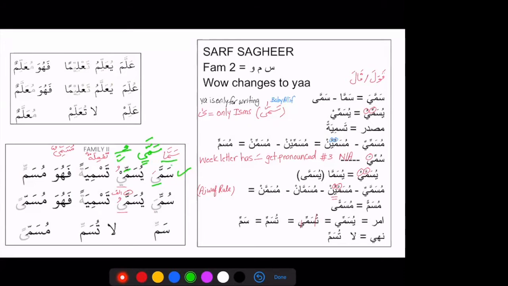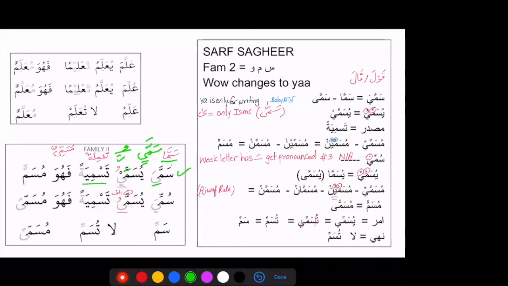And in mudariya, what rule are we applying? The weak letter, waw or ya, having dhamma or kasra, and the letter before having kasra, not any other sound, just kasra. Then this ya or waw, whatever it is, is going to change into sukoon. So that's why we are saying yusammi. Making sense? Yeah, but it will take time. So samma, yusammi.